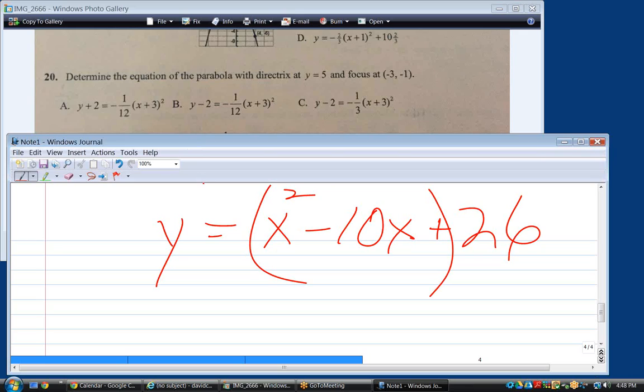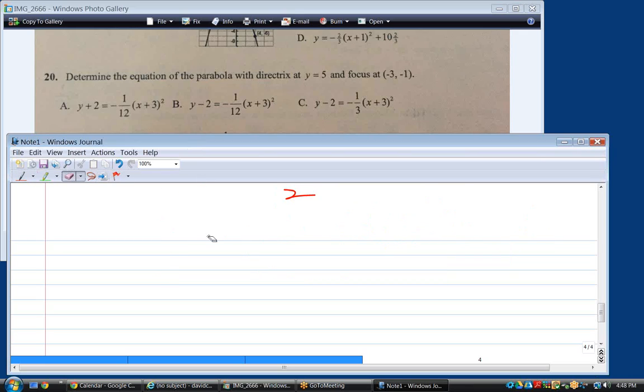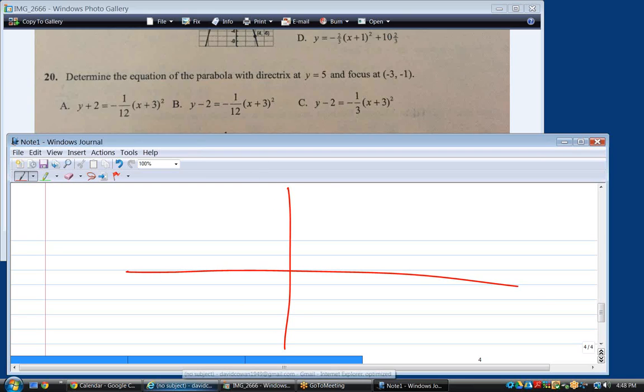All right, let's look at 20. You need the equation of a parabola with a directrix y equals 5 and a focus. Let's draw this. My focus is at (-3, -1). My directrix is y equals 5. Where's my vertex? It's halfway in between there. Is it open down or up? Down.